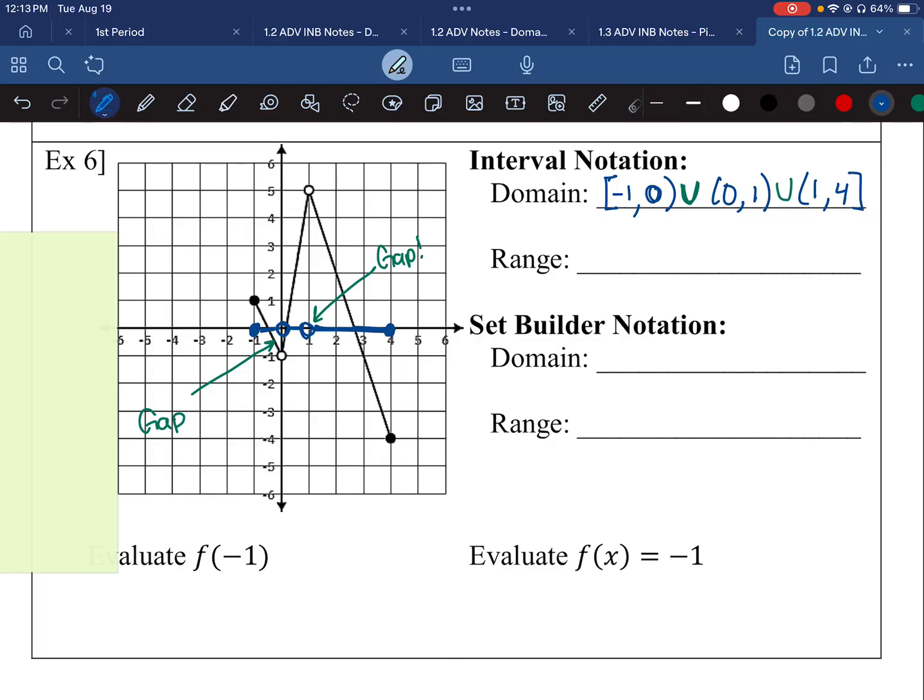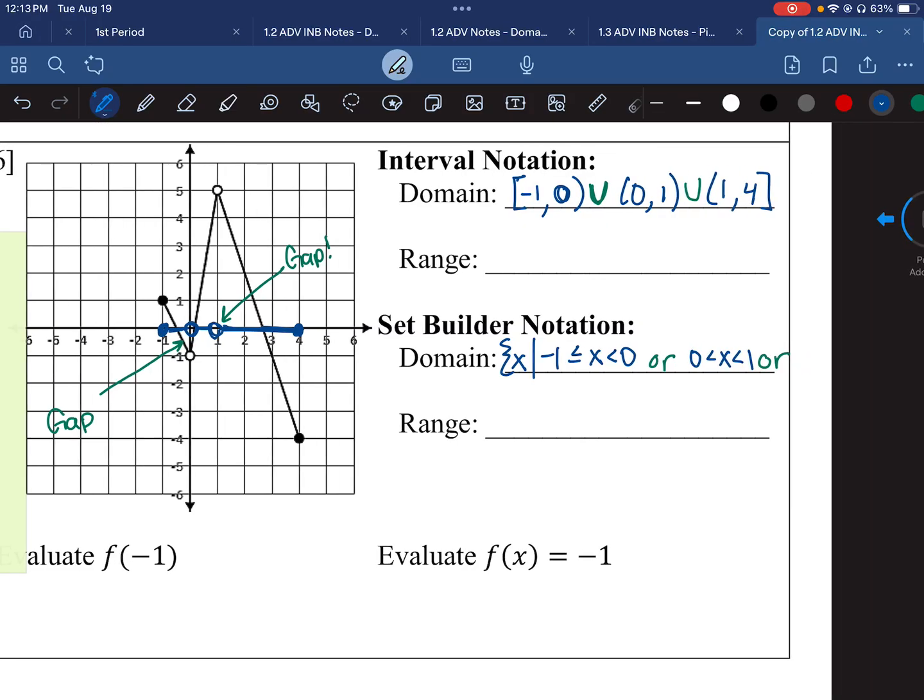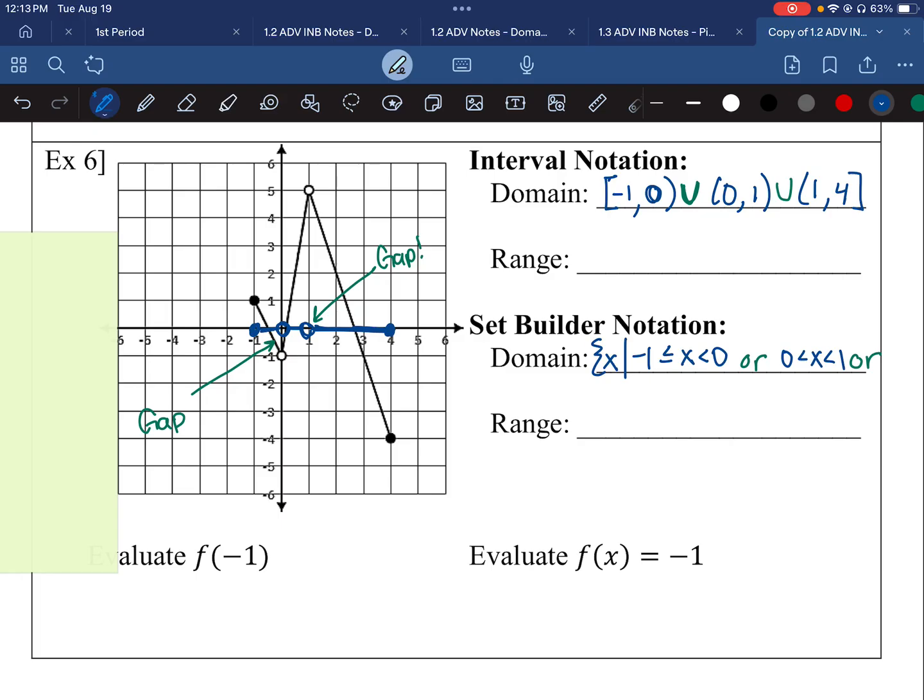If we translate that to set notation, it's going to be quite a few inequalities. So we have the set of x's such that -1 ≤ x < 0, that word OR for the gap, and then we have 0 < x < 1, OR for the gap, and I'm going to write it underneath because I'm running out of room, and then we have 1 < x ≤ 4. So this is clearly a lot more writing than interval notation, especially when you've got single number gaps or multiple gaps.